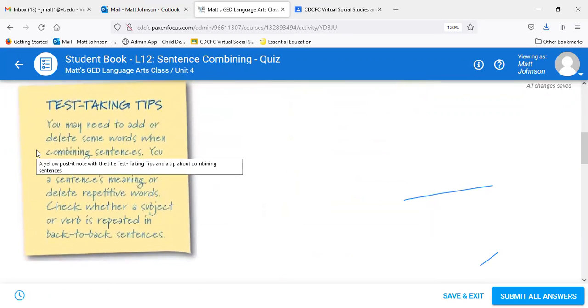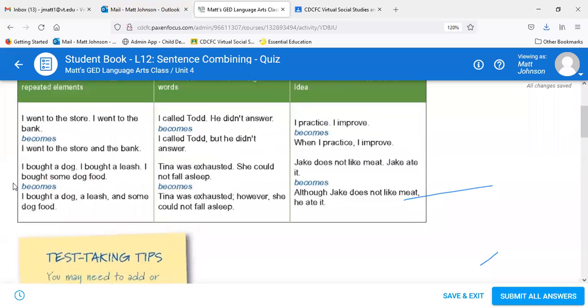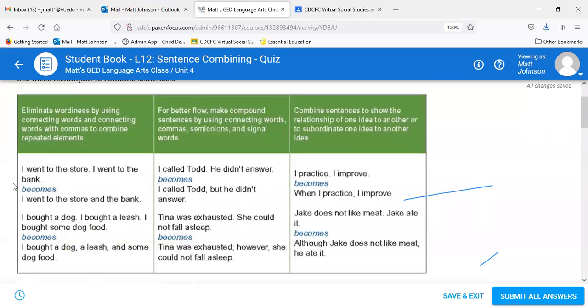It says you may need to add or delete some words when combining sentences. You can add words to clarify a sentence meaning or delete repetitive words. Check whether a subject or verb is repeated in back-to-back sentences. That's really a good idea when it comes to those short sentences. Like the subject here, I, right? In this first example, I went to the store, I went to the bank. I'm using the same subject. So there's a good indicator that I could combine those sentences.